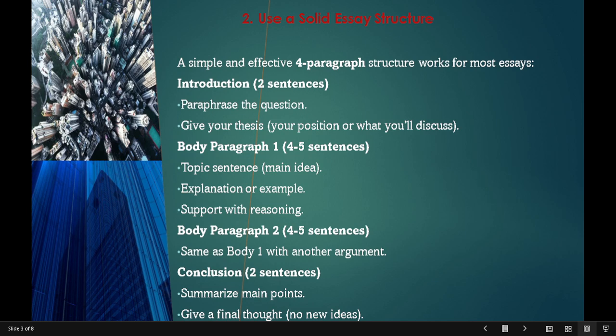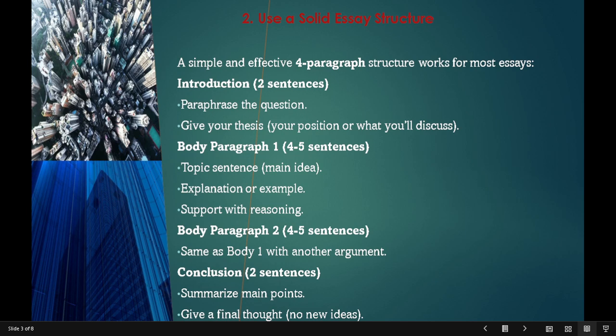Then after which you're coming with your conclusion. Your conclusion should have about 2 sentences where you summarize your main points and then give your final thought, or your concluding statement. No new ideas. Take note of that. No new ideas. Every explanation you should give should be provided in your body paragraphs. So you don't have to start giving any extra idea in your concluding paragraph.